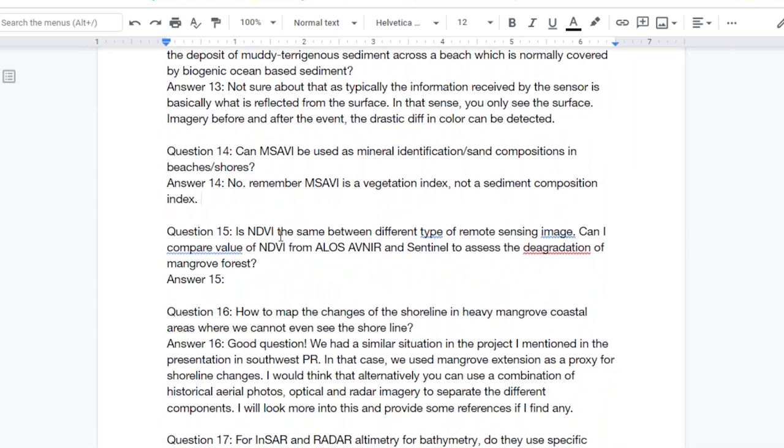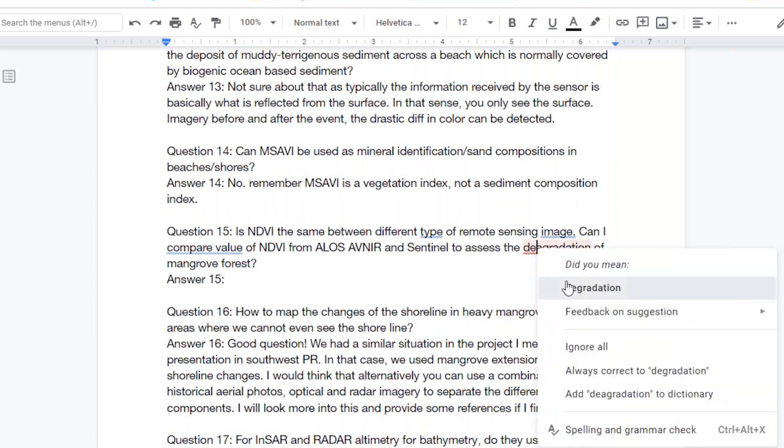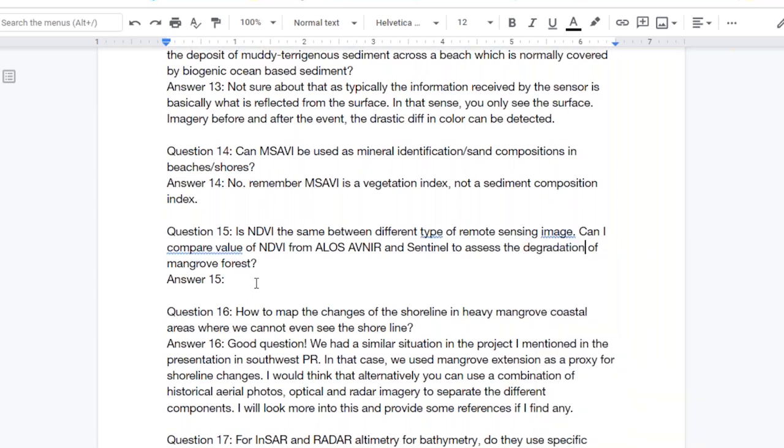Can MSAVI be used for mineral identification, sand compositions in beaches? I would say no, because MSAVI is a vegetation index, not a sediment composition index. I don't know if Amber is around, she can probably talk a little bit about what MSAVI is. You're definitely more versed on this topic than myself.